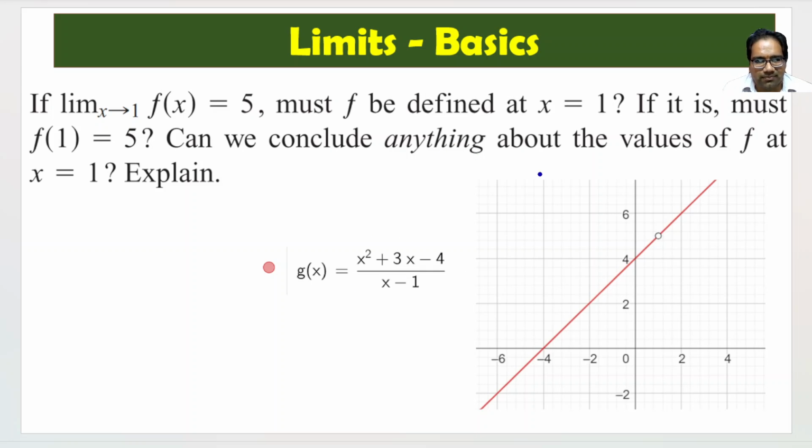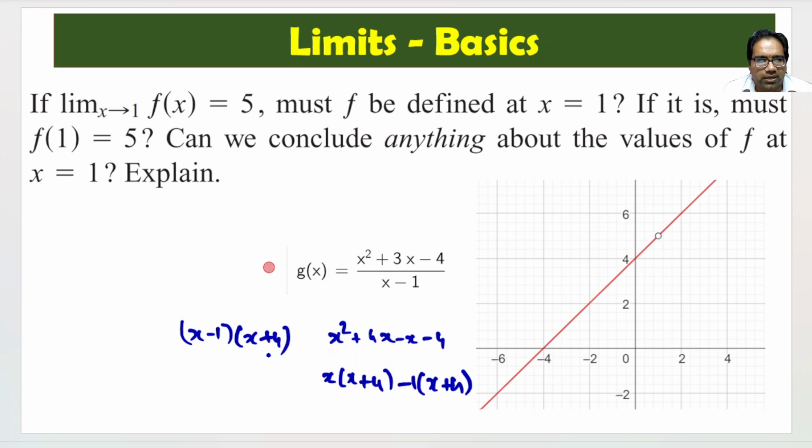For example, let's take this function, x square plus 3x minus 4, divided by x minus 1. The numerator, that is x into x plus 4 minus 1 into x plus 4. What is this function? x minus 1 into x plus 4, by x minus 1. So we can cancel this x minus 1, as long as x is not equal to 1. When x is not equal to 1, this function is equal to x plus 4. So this and x plus 4 are identical functions except when x equal to 1.